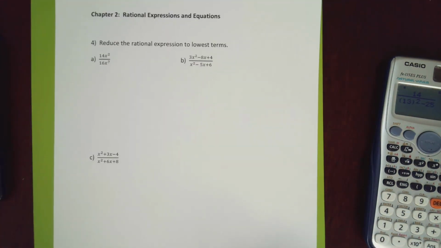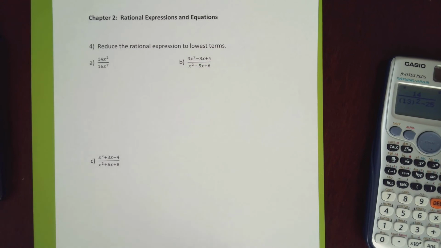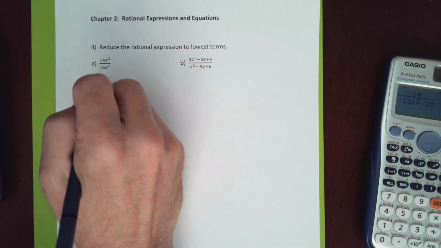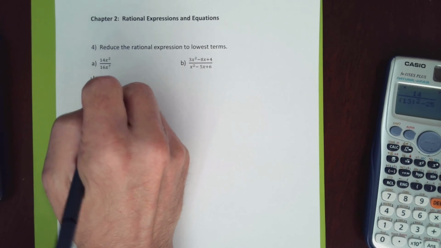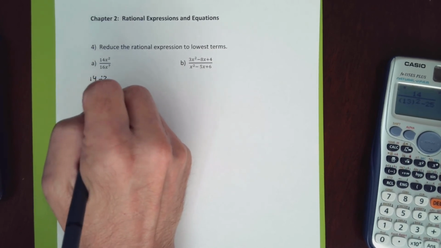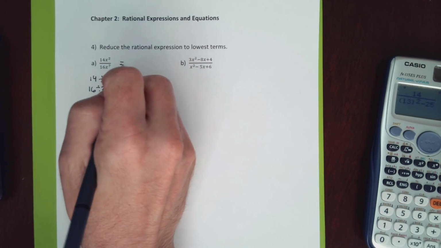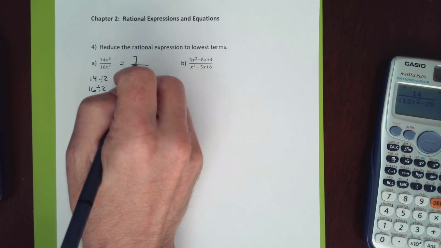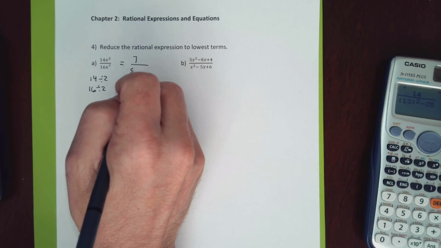For A, it asks me to reduce a fraction. It doesn't have any adding or subtracting, so I don't need to cancel. I'm just going to take the 14 divided by 2, the 16 divided by 2 to reduce the fraction. 14 over 16. 14 over 2 is 7. 16 over 2 is 8.